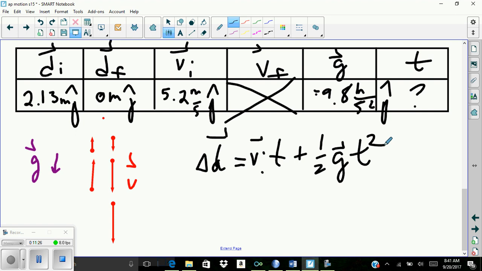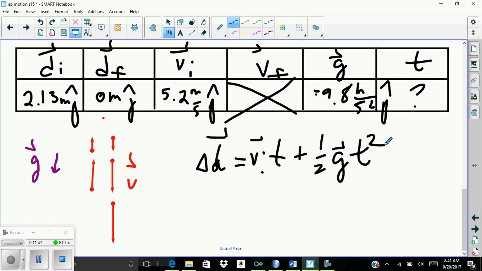Be careful. A lot of students will say, wait a minute, G is negative. That should be minus 1/2. Notice I have a vector sign over the G. That tells me that the number I replace with that G vector sign is going to be the negative 9.8 meters per second squared J hat. That negative J hat tells you it's going down.